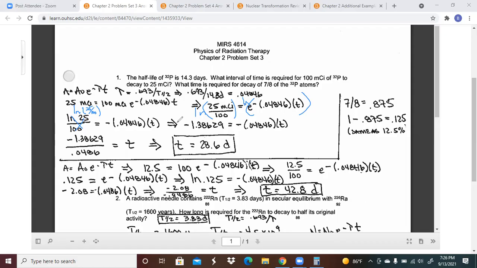Now over here, we have the natural log of e to the minus 0.04846 t. Now, the natural log of e is eventually going to be 1. But before we do that, we have to take this stuff right here and we have to move it out.